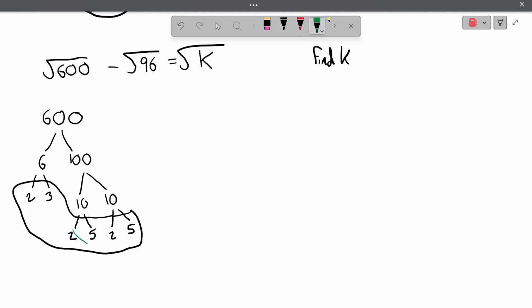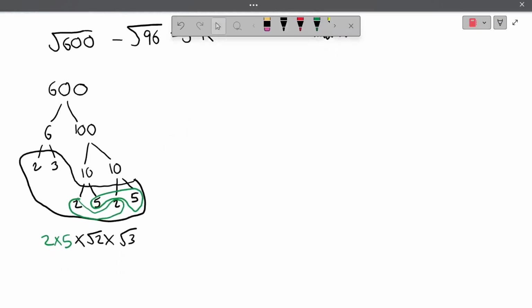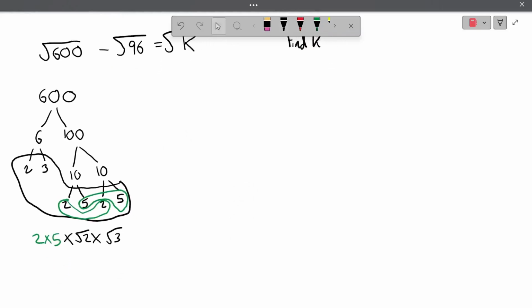So for example, we have a pair of 2s and a pair of 5s. That gets you 2 times 5. And then what's left is times the square root of 2 times the square root of 3. Therefore we have 2 times 5 is 10. So that gets you 10 root 6.